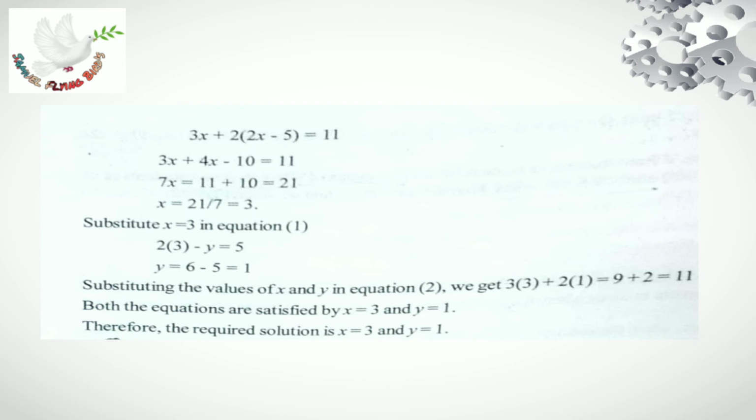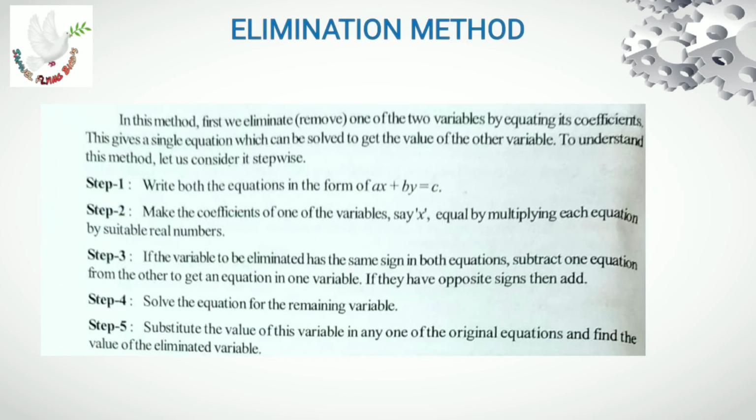Coming to the next method, the elimination method. In this method, first we eliminate or remove one of the two variables by equating its coefficients. This gives a single equation which can be solved to get the value of the other variable. To understand this method, let us consider it stepwise.